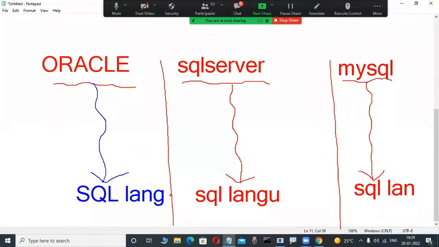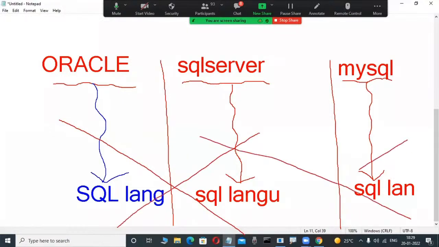Very good. In our class, many people are saying the same. That is 100% wrong. All these SQL languages are different, not the same. Why are so many students confused? Why are so many employees saying that all these SQL languages are the same?